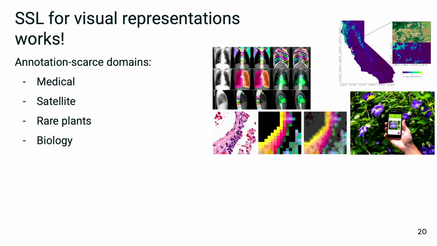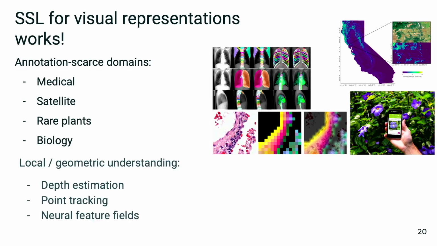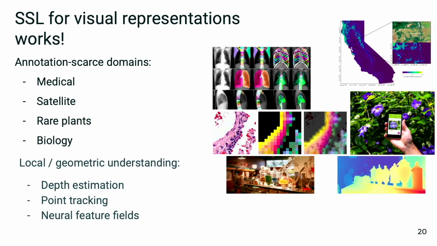A second thing that is maybe a bit more subtle is that there's some type of understanding that, for now, emerges pretty well in self-supervised learning and not really well in other types of learning. The local and geometric understanding. What do I mean? For example, depth estimation, monocular depth. This is extracted from a paper called Depth Anything V2. Depth Anything V2 is basically a model.